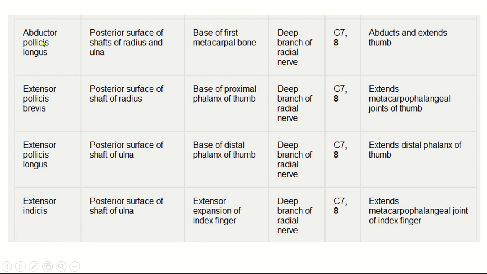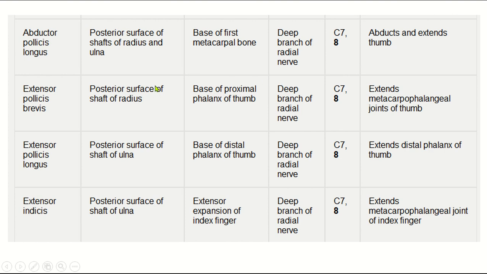And this muscle is the abductor pollicis longus. It arises from the posterior surface of the shaft of radius and ulna. The insertion is at the base of the first metacarpal bone. The nerve supply is by the deep branch of radial nerve, C7, C8. It abducts and extends the thumb.